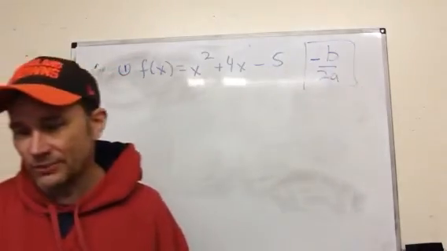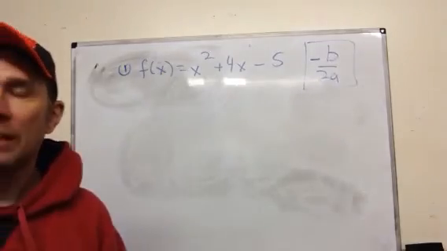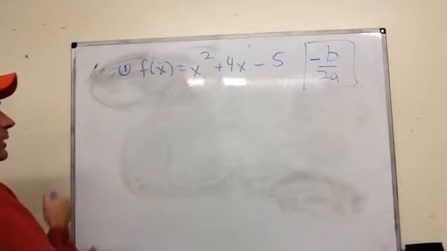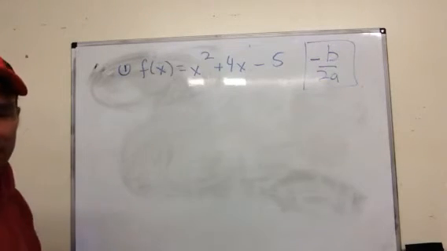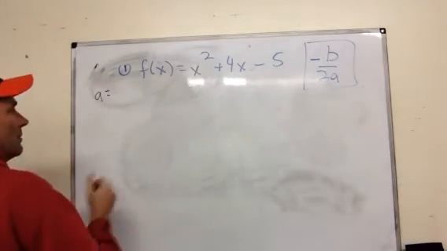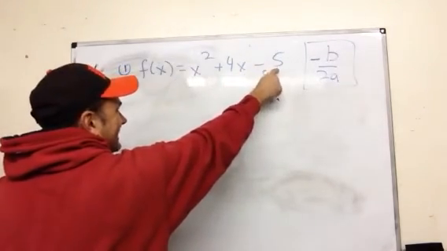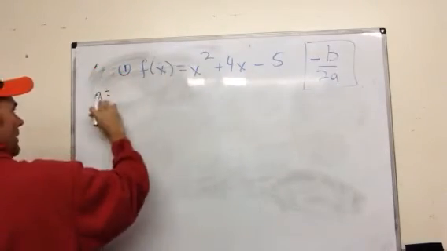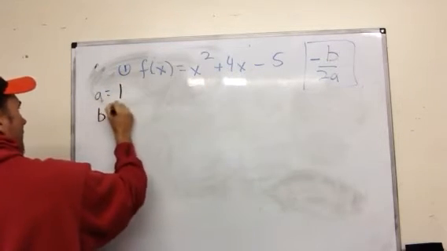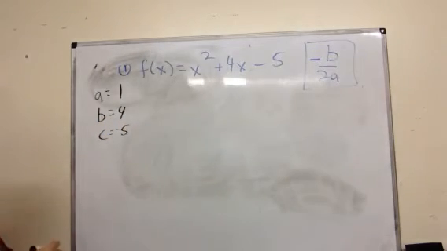We're going to be talking about this for the next several months. Negative b over 2a. It's going to be ingrained into your memories. Now, looking at this, we have to identify our a, b, and c values first. Remember, it's a times x squared plus b times x, and then minus c, or plus c. So our a value here is 1. Our b value is 4. Our c value is negative 5.